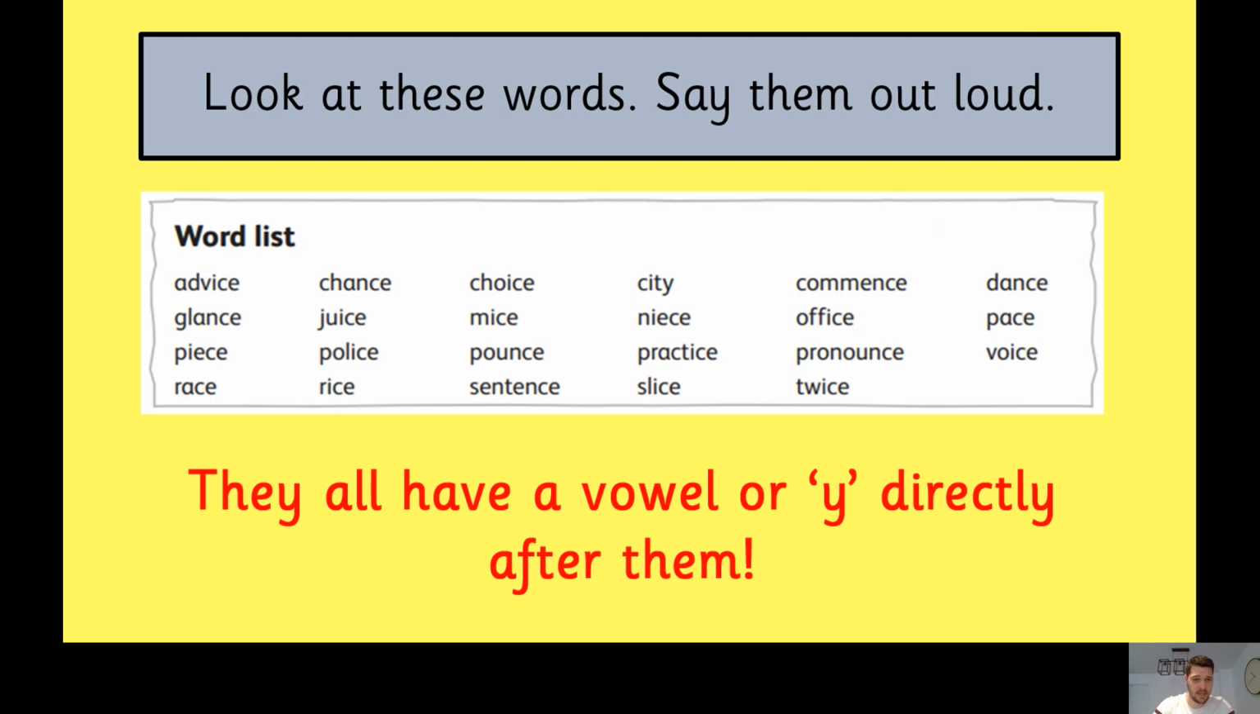So whenever we have that S sound, but it's actually spelt with a C, always after we have a vowel or a Y. Let's take a random one as an example. Let's have pounce. I've got that S sound directly after I have a vowel. How about practice? Again, I've got that S sound and I've got an E after it. I have a vowel. All of these ones, near enough, in fact, have an E. It's the most common vowel that follows on from a C, particularly when we pronounce it as an S.